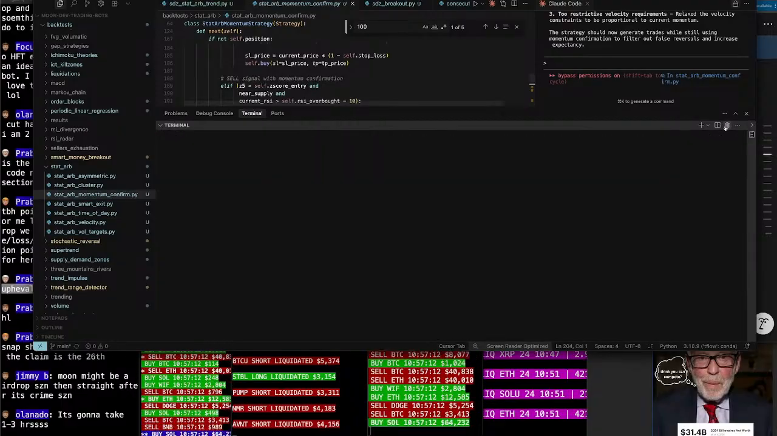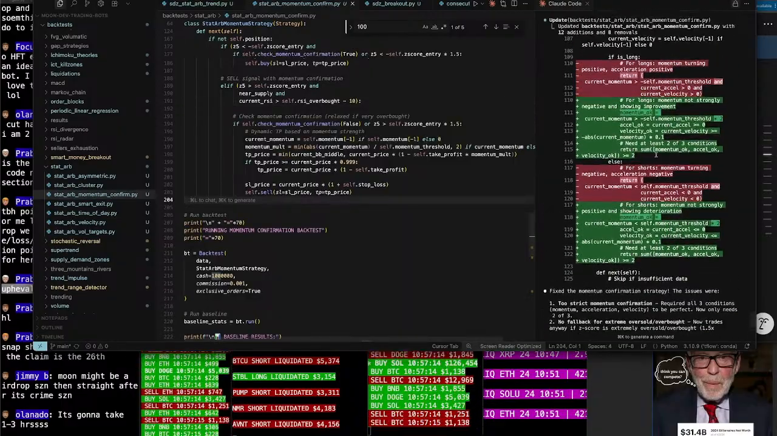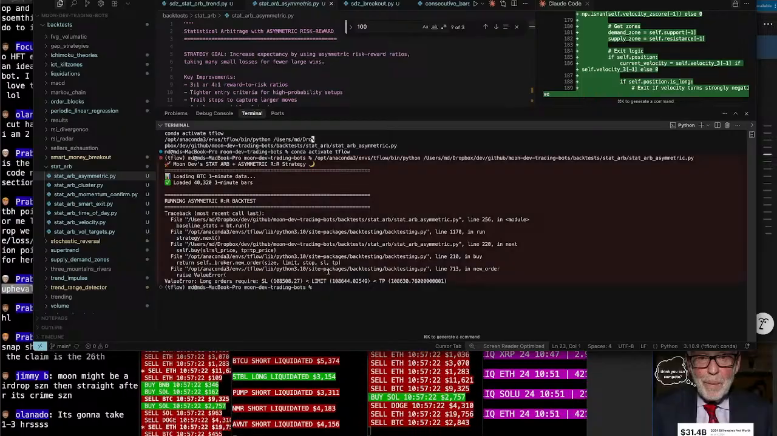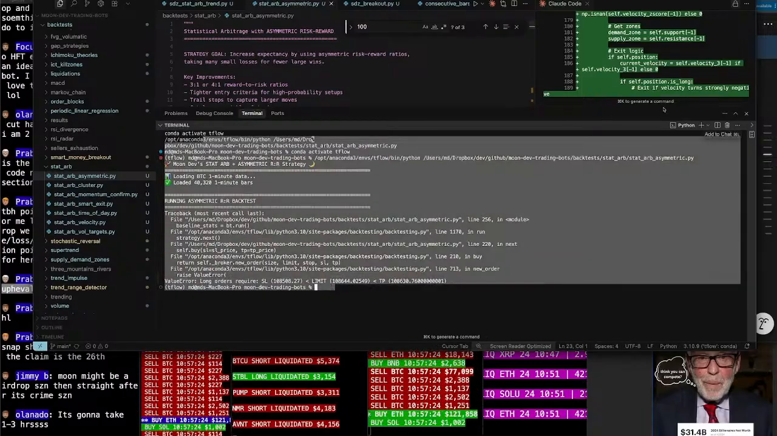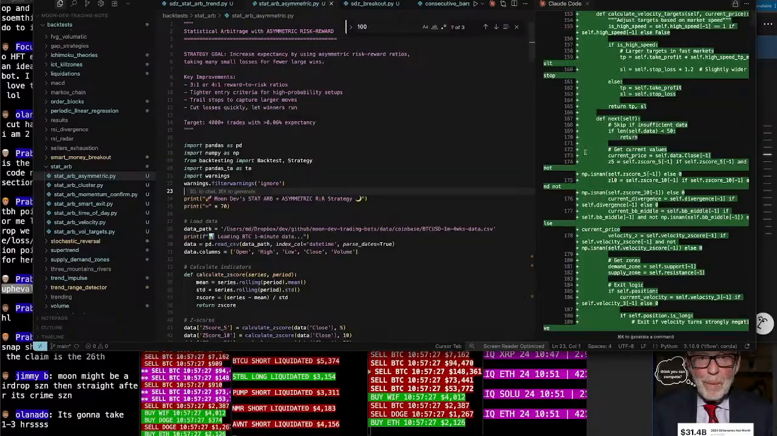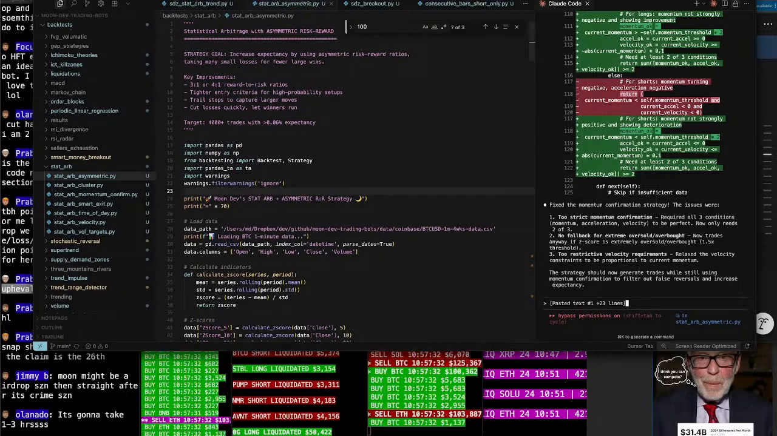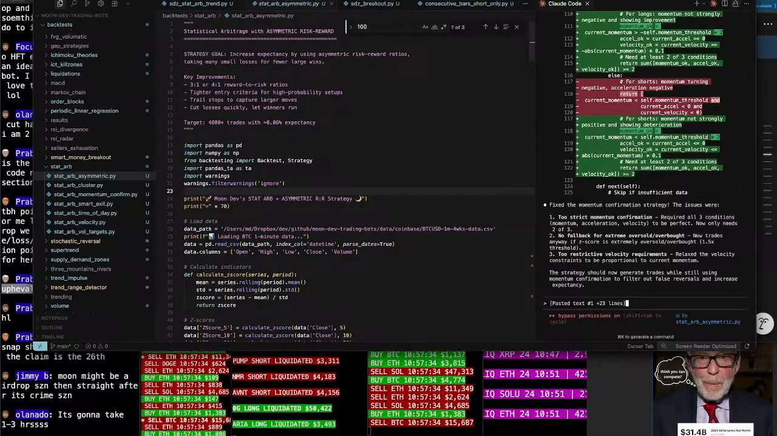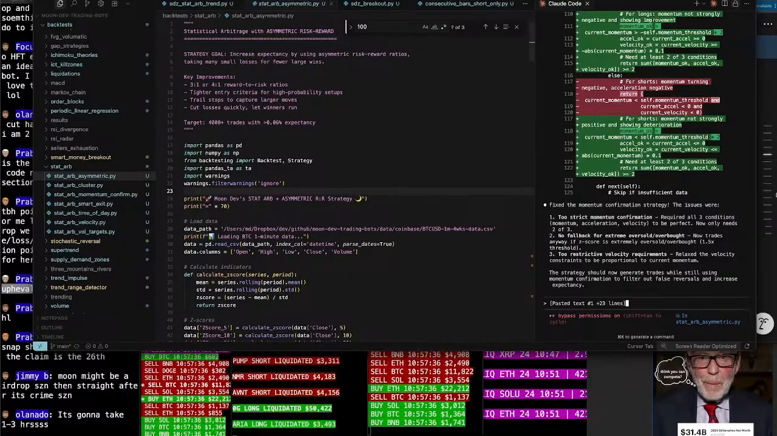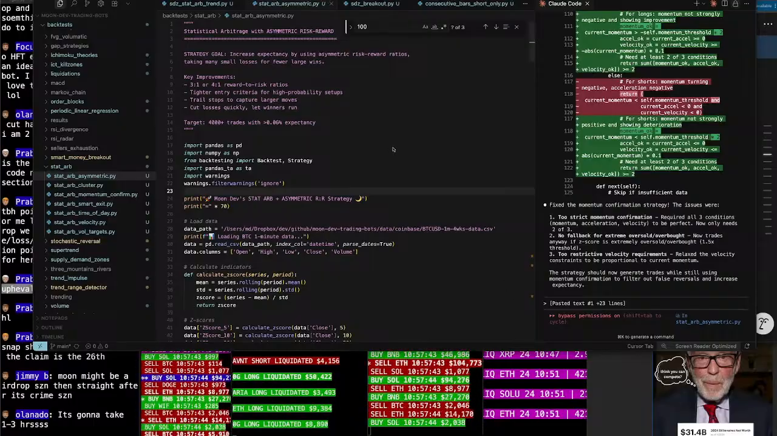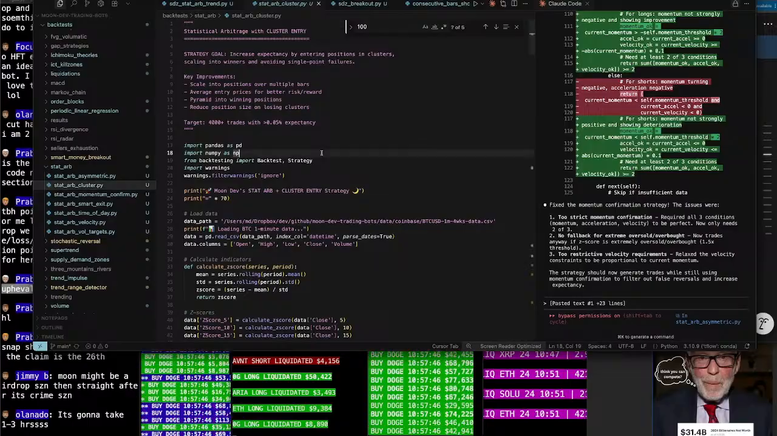Okay, still no trades. Let's go ahead and try a different one. I got all of these, so I can just go straight down the list. I'm just going to give her all my errors at once. Okay, so that was for asymmetric.